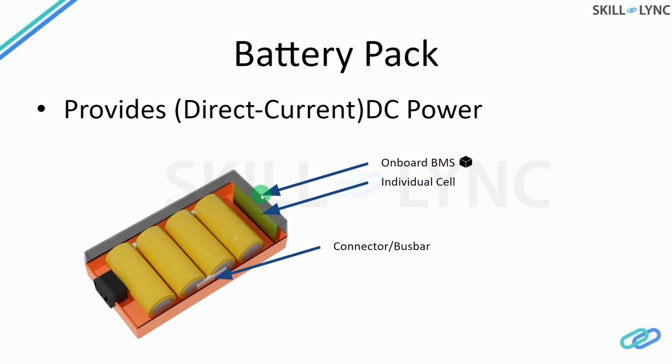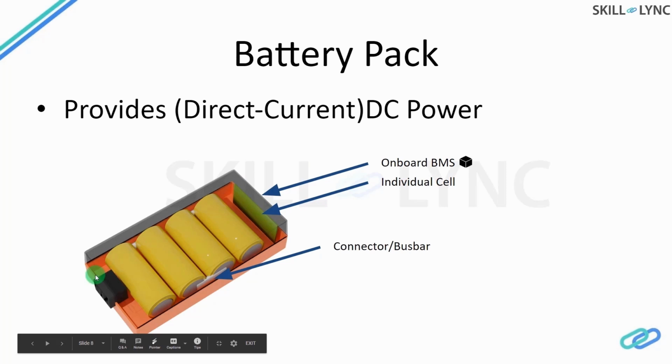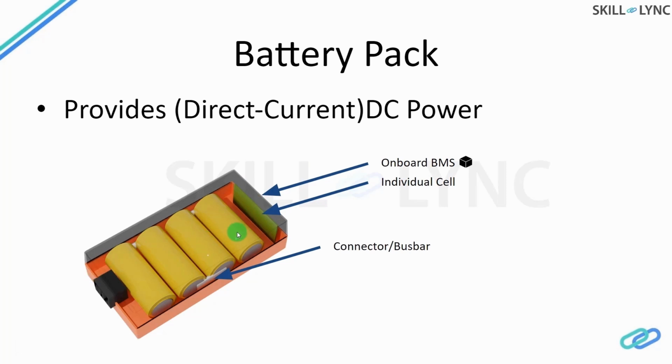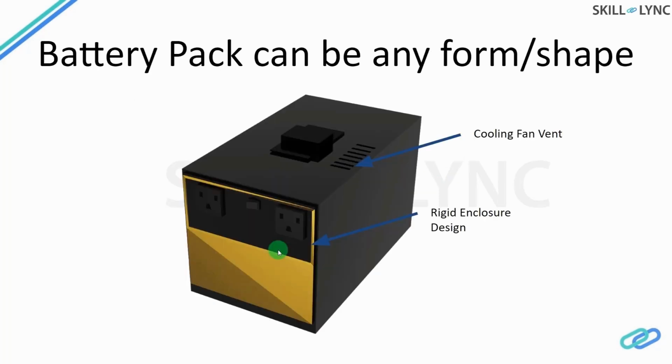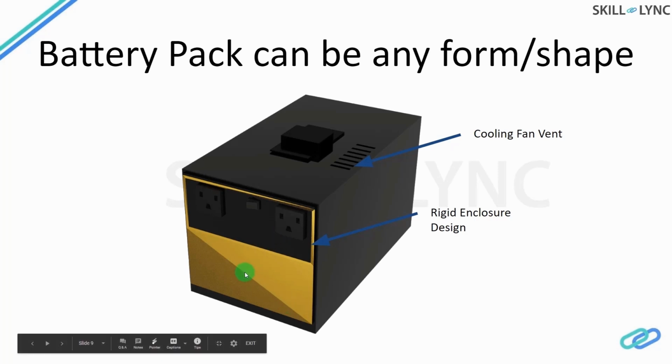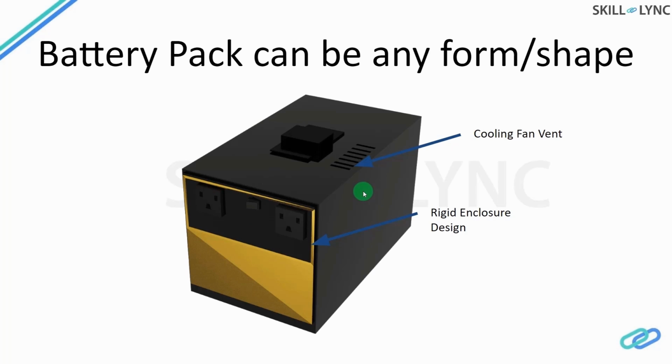Now, battery packs come in different sizes and shapes. Not all battery packs require cooling. So for example, in this particular case, you can see that the cells are actually packed inside a plastic container and you really don't need to cool it, right? That's probably because the total operating voltage is very low. On the other hand, you can actually have battery packs in different forms. For example, here you can see that there's a battery pack with a rigid enclosure, and it also has a cooling fan, and here's a vent which is basically used to remove the heat generated from the batteries.